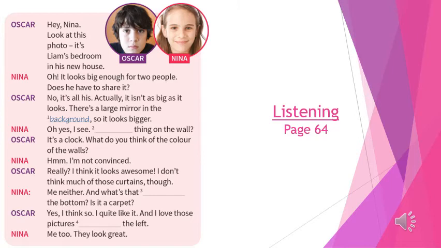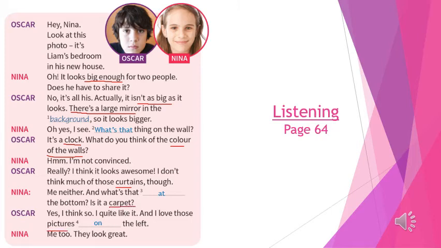Okay, let's go ahead and fill in the blanks. So number 2, what's that thing on the wall? What's that at the bottom? And I love those pictures on the left. So here we see some terms we can use to talk about a bedroom. Notice that we also see adjective enough and as adjective as, or here not as adjective as, in this conversation. So what kinds of things did they talk about when they were describing this room? They talked about what there was in the room, right? A mirror, the color of the walls, a clock, curtains, a carpet, pictures, and so on.